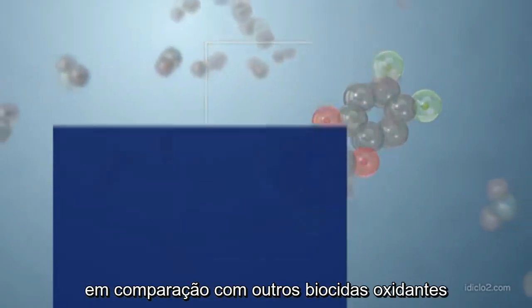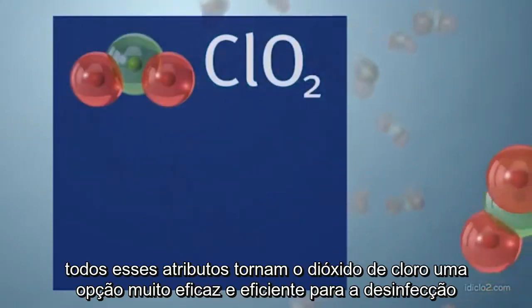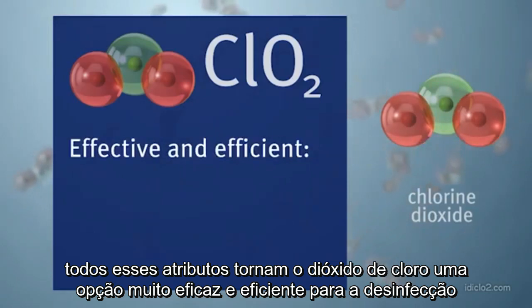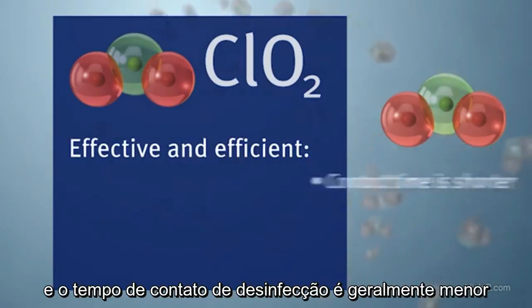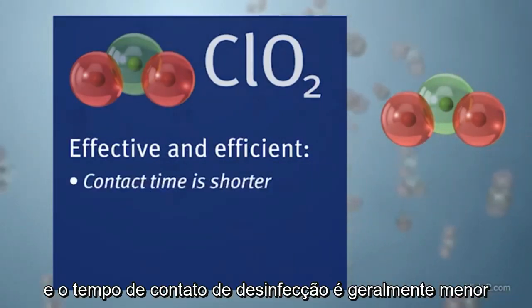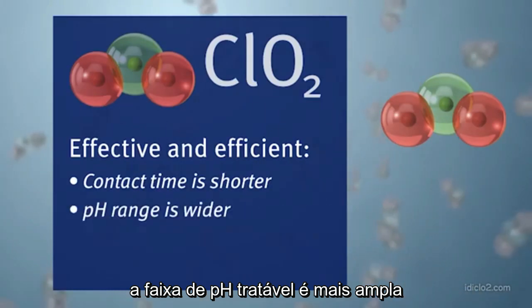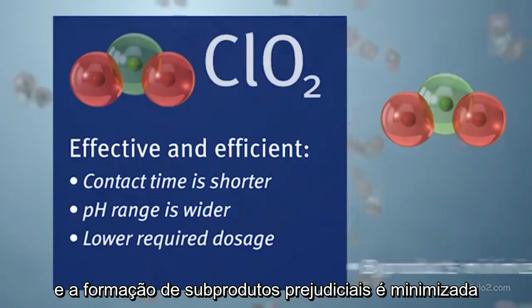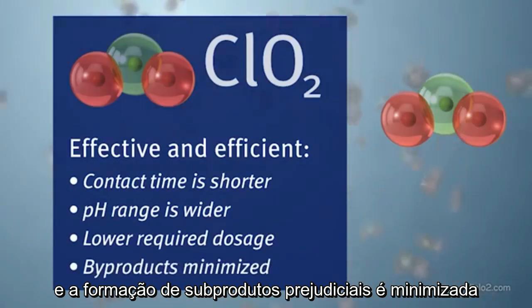Compared to other oxidizing biocides, all these attributes make chlorine dioxide a very effective and efficient choice for disinfection. Disinfection contact time is generally shorter. The treatable pH range is wider, the resulting dosage is lower, and harmful byproduct formation is minimized.